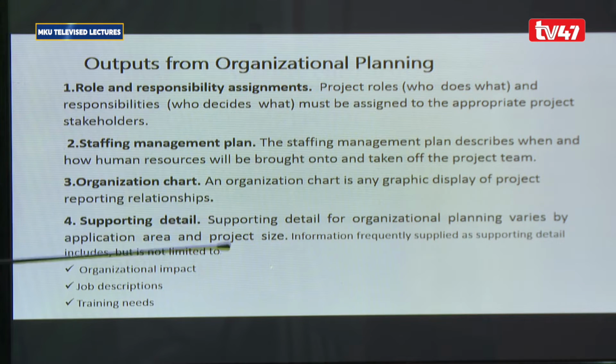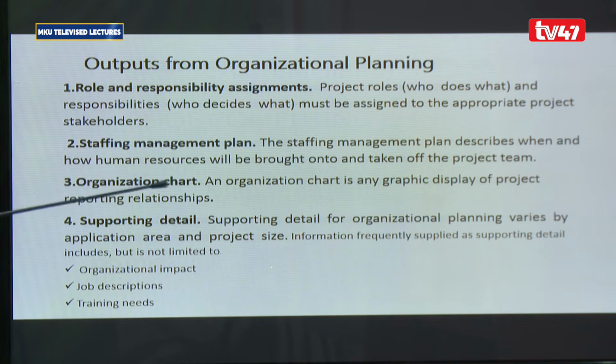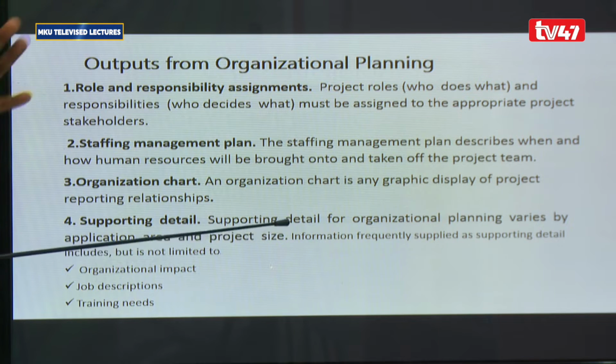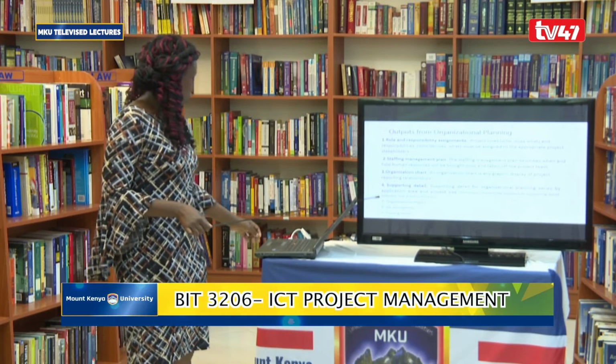Another important output is supporting detail. Supporting detail normally varies by the application area of the project and even the project size, because projects are big, small, or medium. Supporting details are in terms of the organizational impact. What impact will this project have on the organization? We have the job descriptions. We have described different job description requirements and the training needs required for the different project team members who are going to be carrying out these projects. So these 4 are very important outputs when you carry out this process we are calling organizational planning.